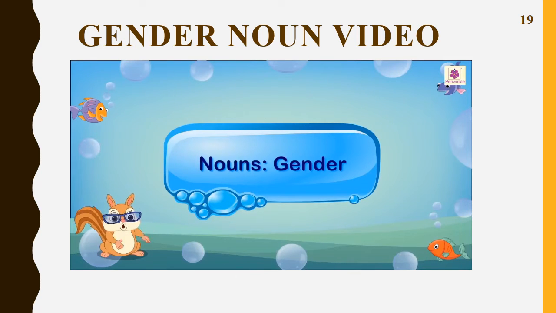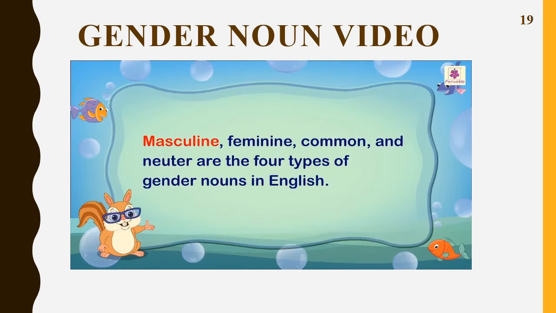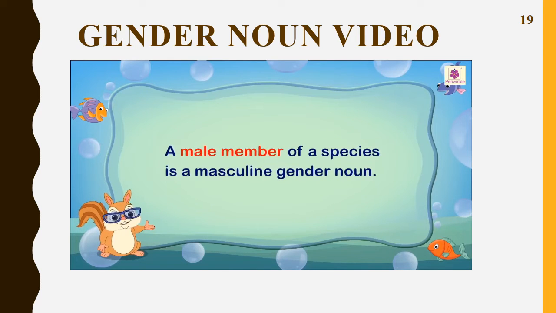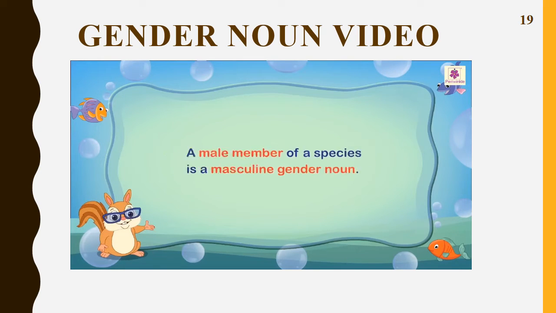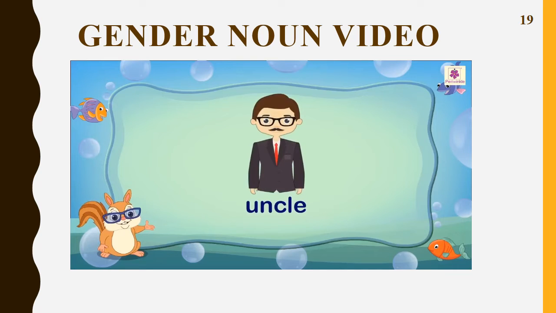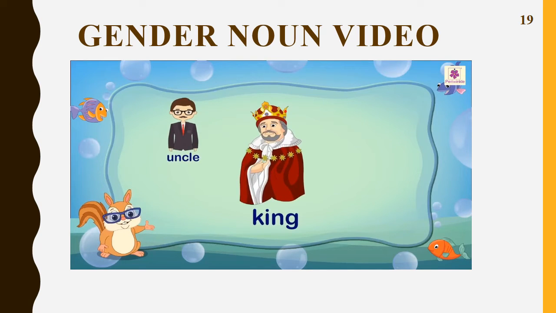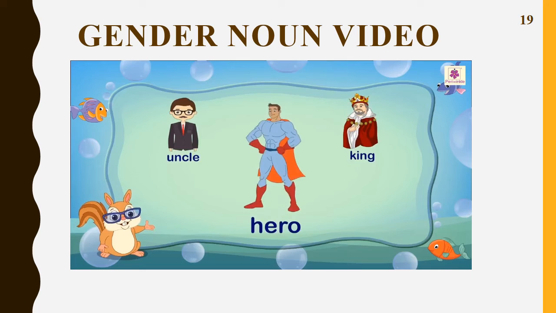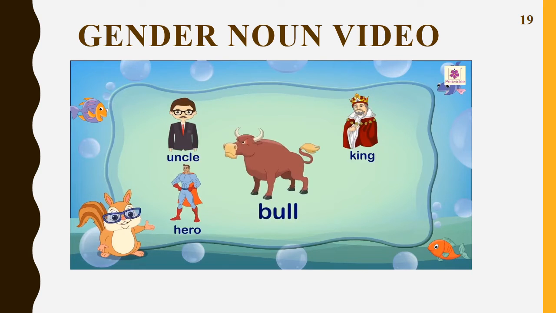Nouns. Gender. Masculine, feminine, common, and neuter are the 4 types of gender nouns in English. A male member of a species is a masculine gender noun. For example, uncle, king, hero, bull, etc.